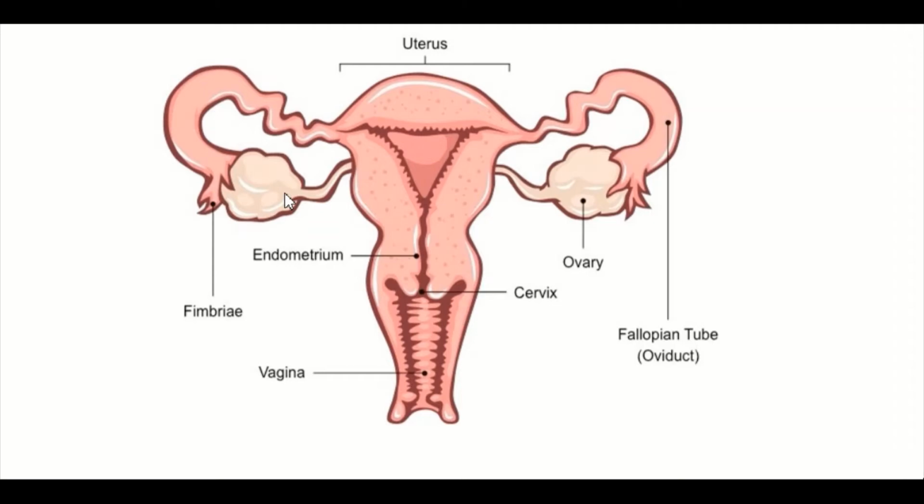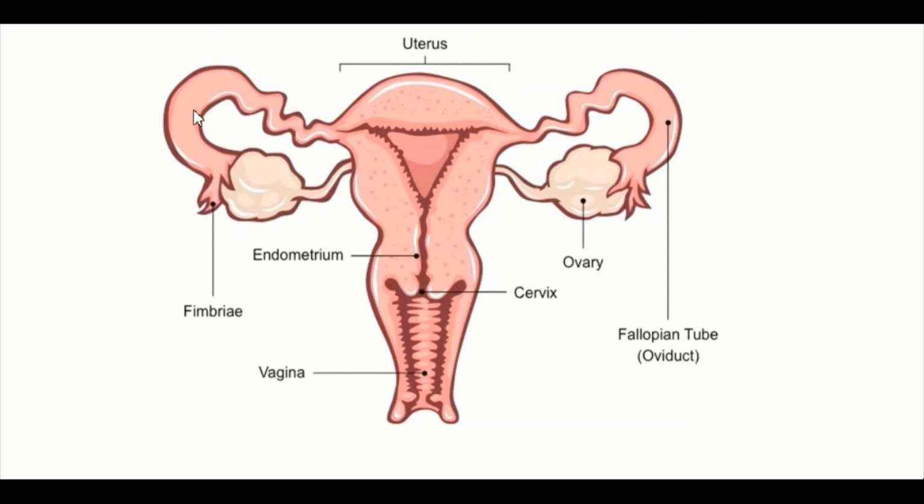So we'll look briefly at the functions of the ovaries, which is to produce your egg cells. As in the male reproductive system you produce sperm cells, here in the ovaries you produce your egg cells. In addition to this, you also secrete estrogen and progesterone. We'll look at estrogen and progesterone when we do the menstrual cycle. So that's the primary function of your ovaries.